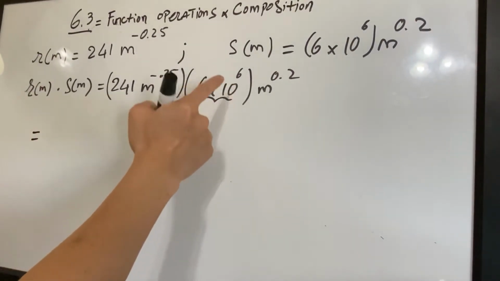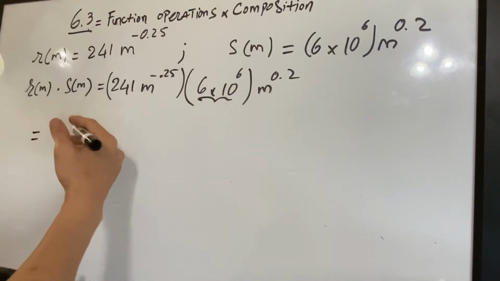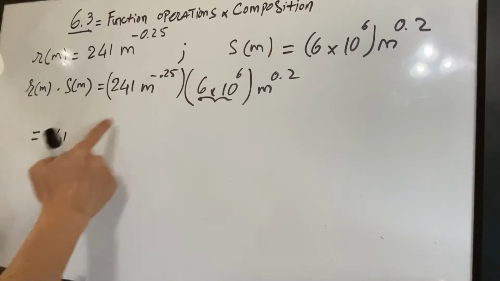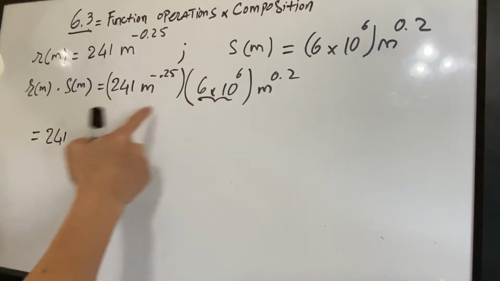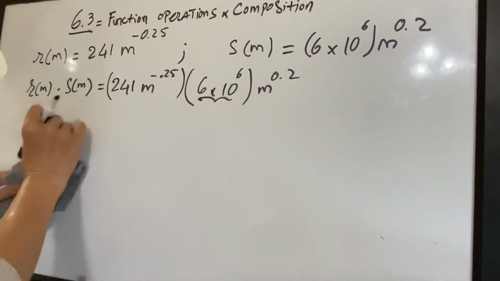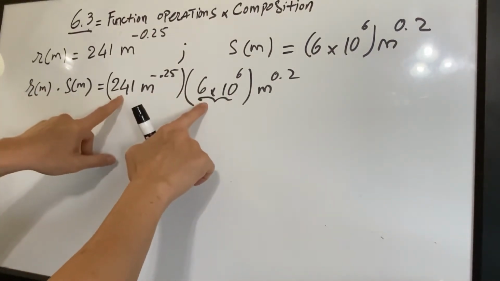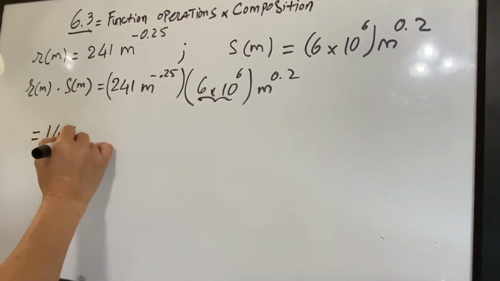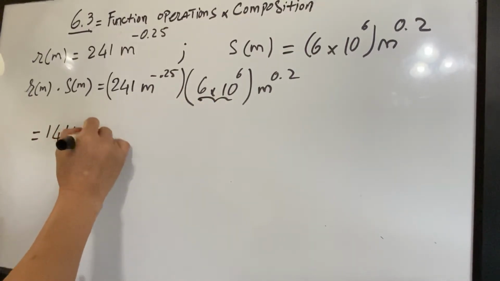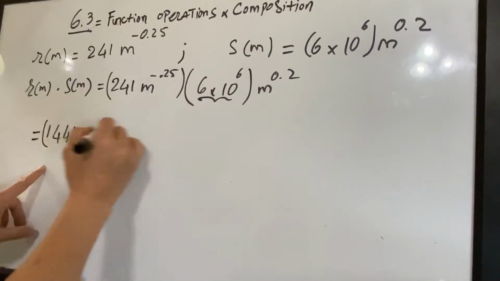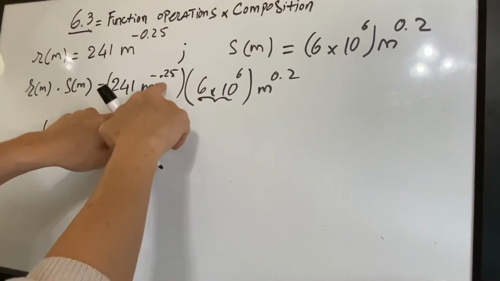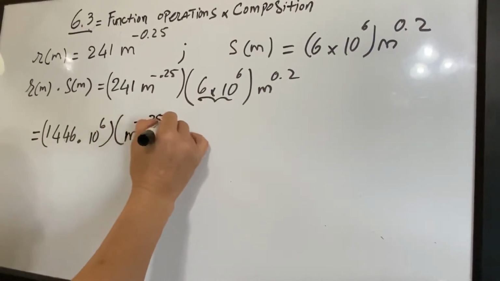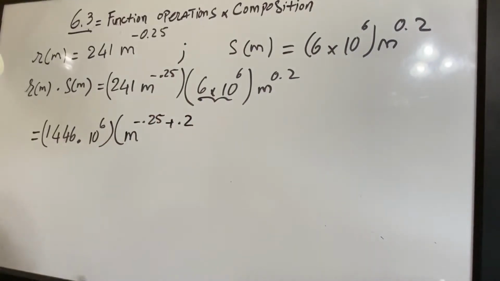241 times 6 times 10 to the 6. To keep it all in significant figures, let's do it this way. What is 6 times 241? That's right, I got 1,446 times 10 to the 6. That takes care of the constants. Now m to the negative 0.25 times m to the 0.2: negative 0.25 added with 0.2. You see it?